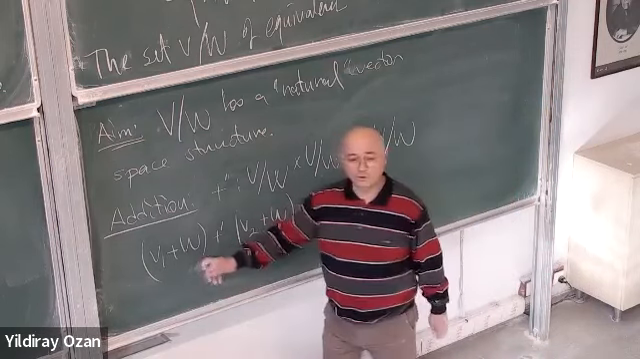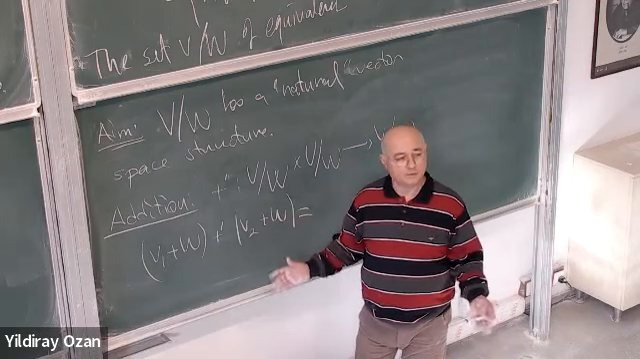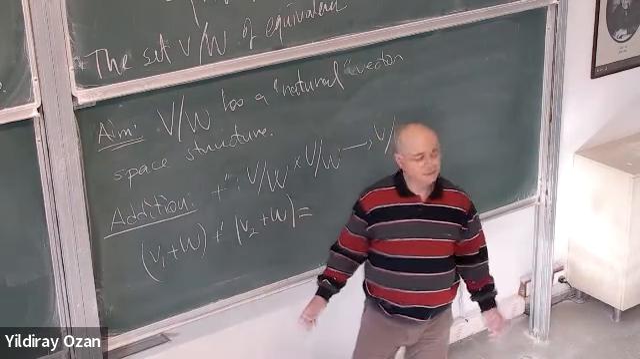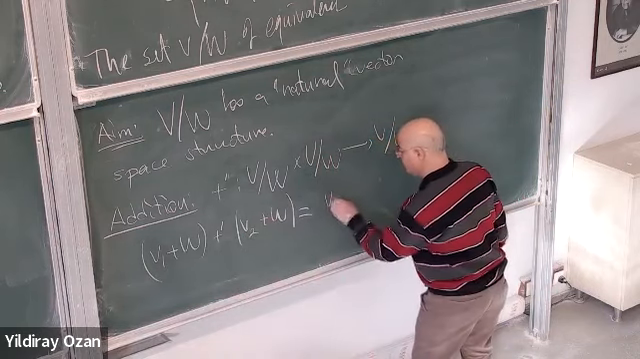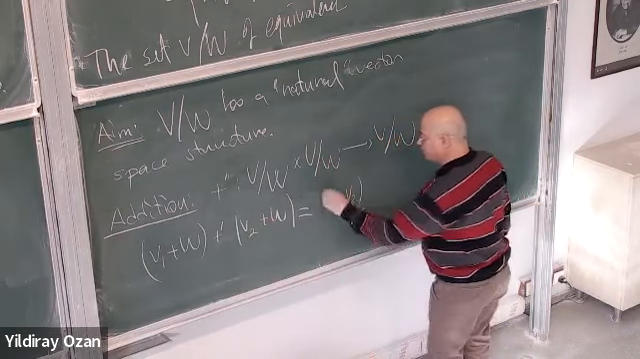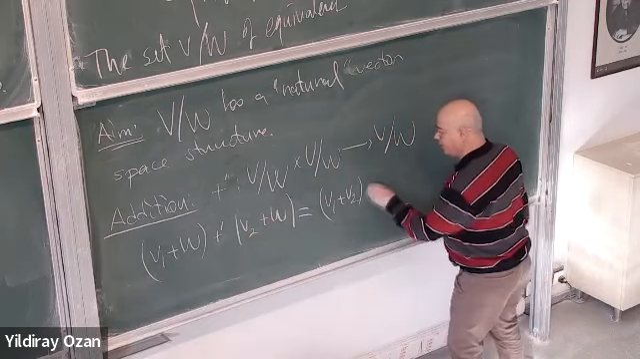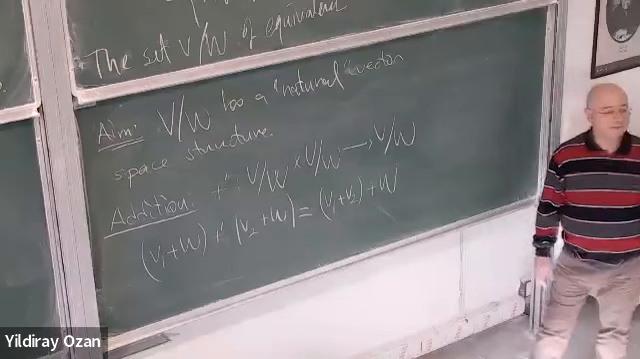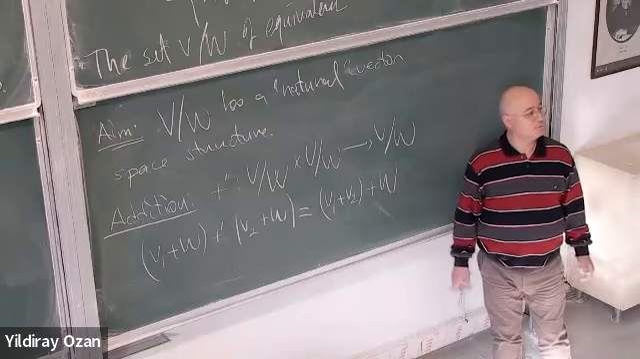To add two equivalence classes, the first thing that comes to our mind is to add their representatives. Representative here, representative here. So let's say, just take these representatives. You get a vector in V, and then look at the equivalence class determined by this representative.